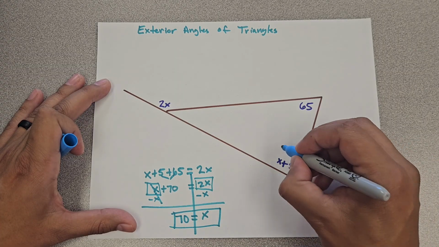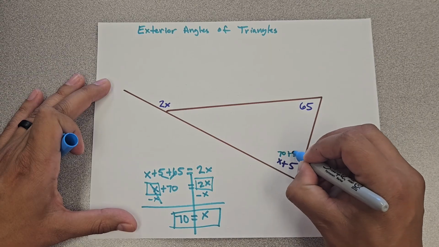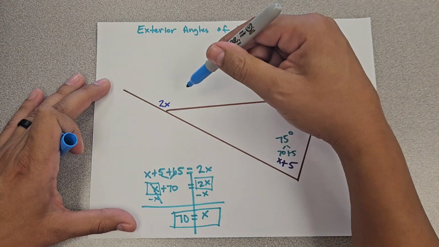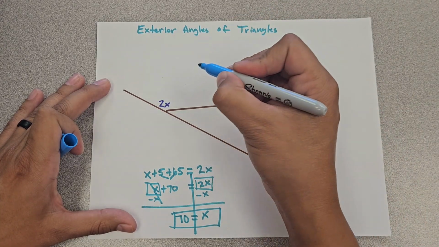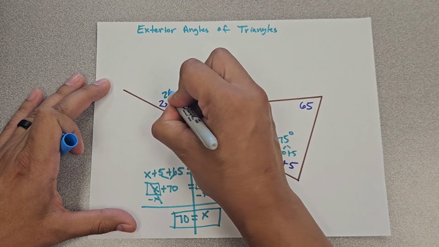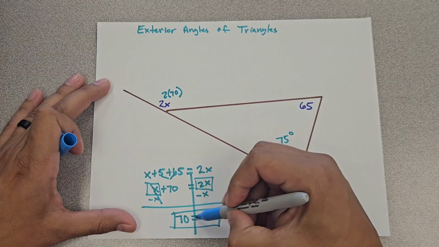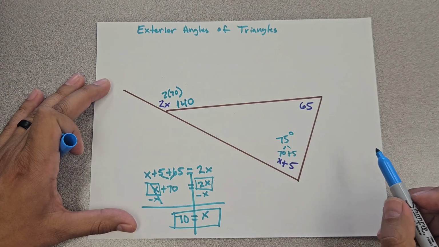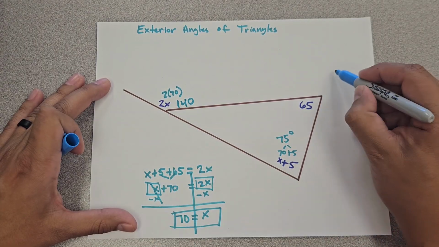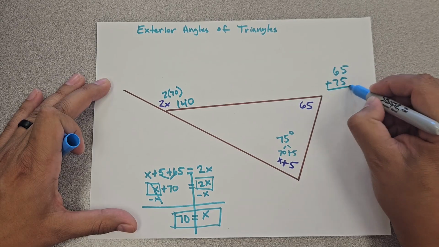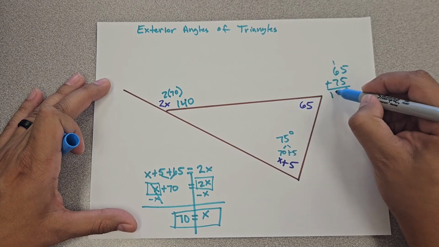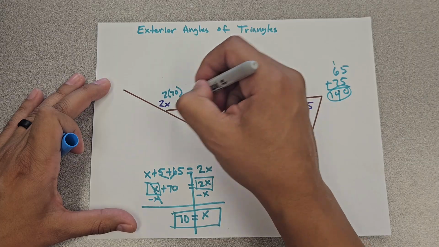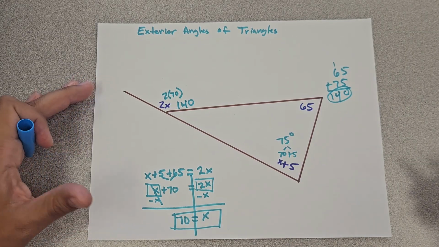So we once again plug it in. We go here, 70 plus 5. Well, that gets us 75 degrees over here. I come over here and I plug it in, and I get 2 times 70, because I'm plugging the x that I got, 70, in for this x. And so that tells me that this angle is 140 degrees on that exterior angle. And if I go 65 plus 75, carry the 1, that gets me 140 there. So that 140 is these two added together, which equals my exterior angle here. And that just proves that what we did is correct.